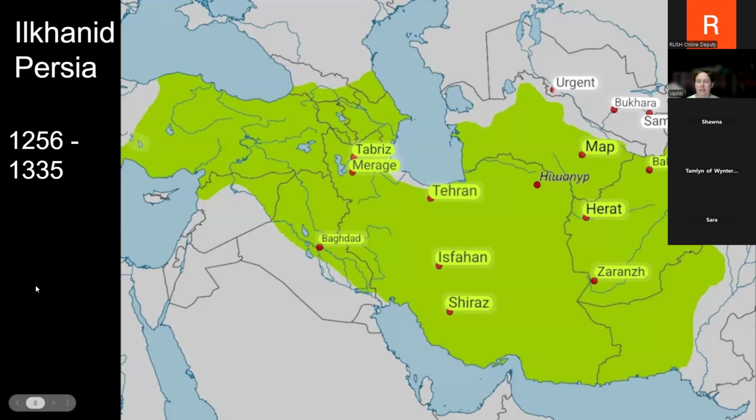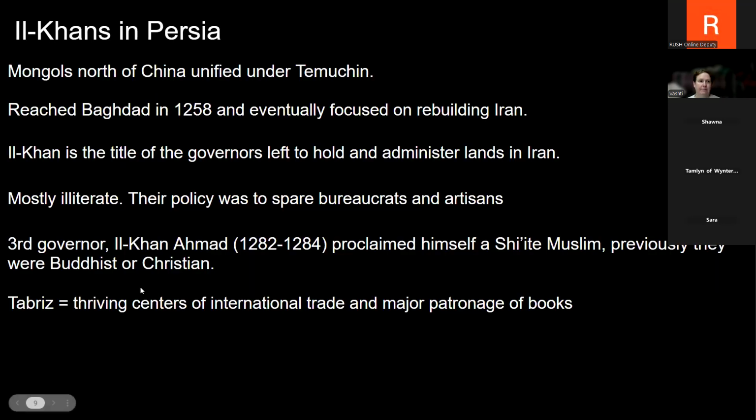So the Il-Khanids are Mongols who have come and taken over Persia. So the green area is their largest extent of territory. We're really going to talk about Tabriz and a little bit in Shiraz for their major manuscript centers. So it gets called Persia, but most of the paintings that are coming out of this aren't in Iran and Iraq. They're coming out of totally different areas, even though we're still calling them Persian miniatures.